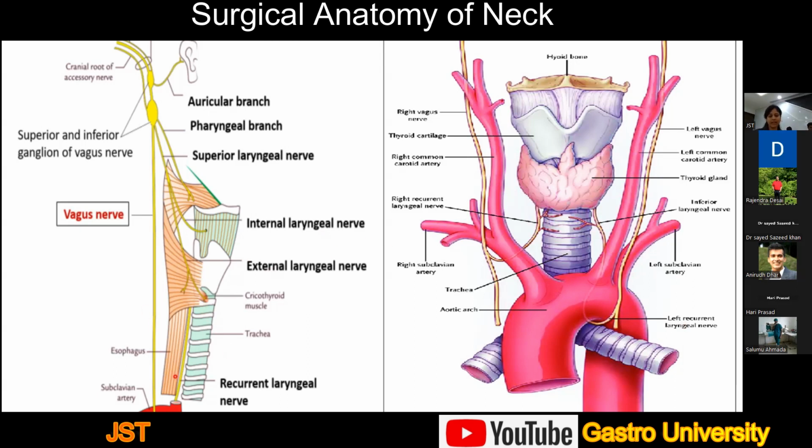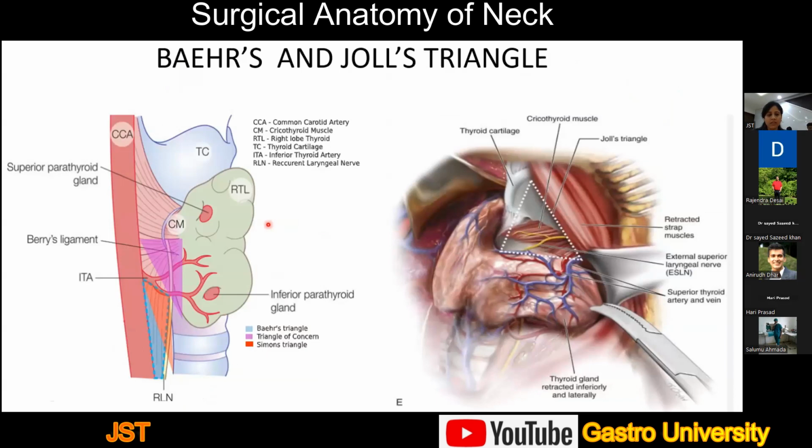After this RLN, we have cardiac branches which supply the cardiac plexus as a parasympathetic innervation. Then, during the thyroid surgery, one very important triangle that we consider in order to preserve the recurrent laryngeal nerve is Beahrs' triangle, the blue dotted area that we can see.